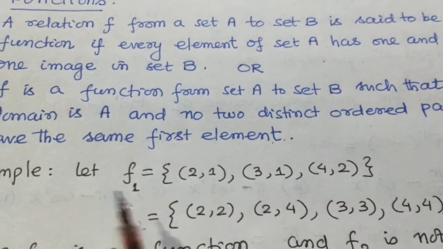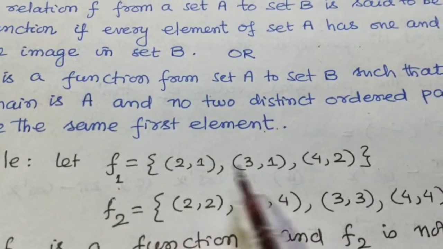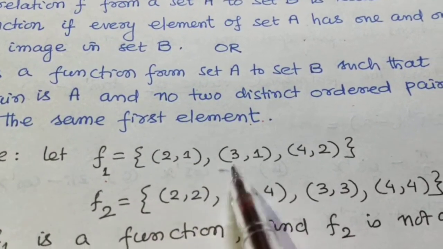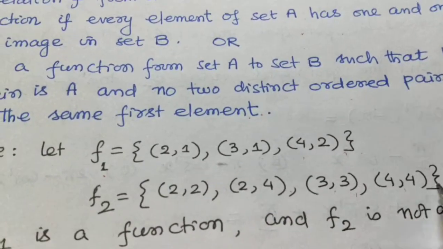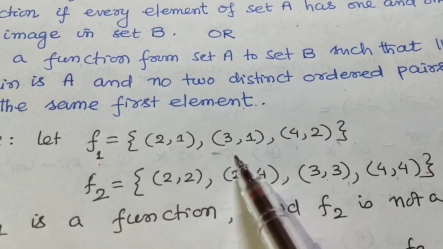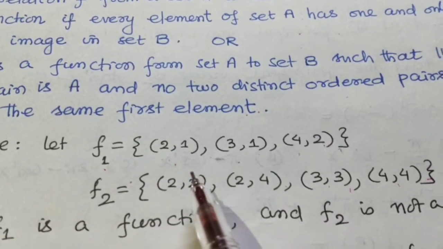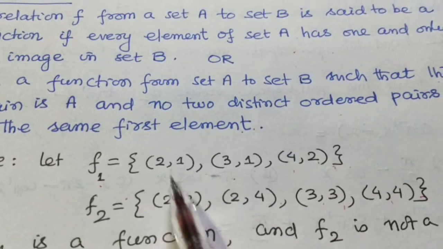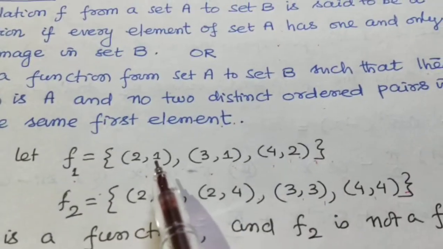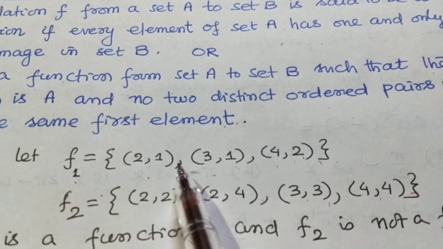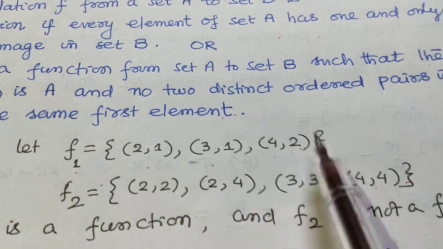Okay? So for example, F1 is a relation, a collection of ordered pairs (2, 1), (3, 1), (4, 2). F2 is again (2, 2), (2, 4), (3, 3), (4, 4). If we look at this collection of ordered pairs, here F1 is a function because 2 is going to 1, 3 is also going to 1, and 4 is going to 2.